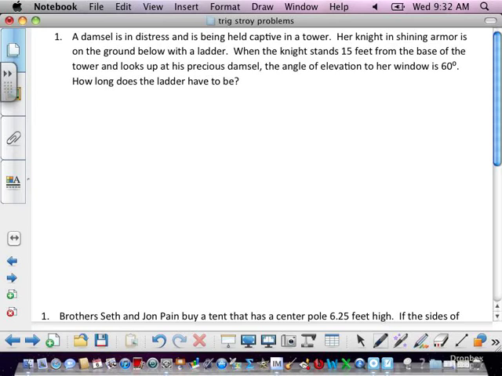Okay, what would I draw? So she's in a tower. So the first thing you draw, does a tower go sideways? Is it laying on the ground? No, it's straight up and down. That's my tower. You can draw a fancy tower if you want. If the knight stands 15 feet on the ground, that would be going at a 90-degree angle outwards. So here's my 90 degree. Here he is. Here's my little prince. He's 15 feet away.